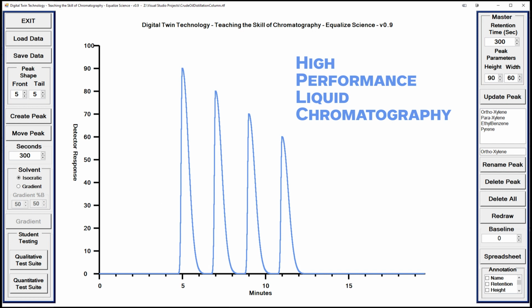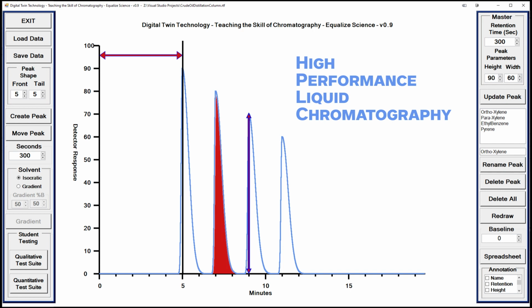In HPLC, the chromatographic peak will be your central focus. The quality of your chromatography is demonstrated by the peak shape. The identity of the components is determined by the peak retention time, and the concentration of your components is determined by the height or the area of the chromatographic peak.